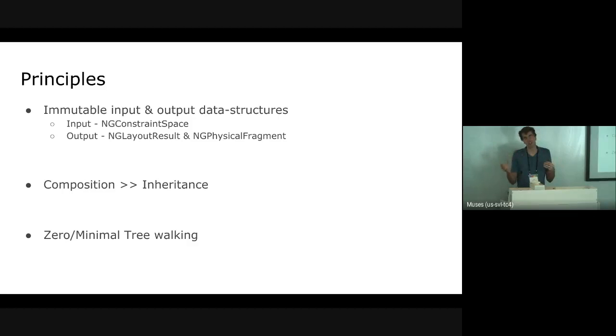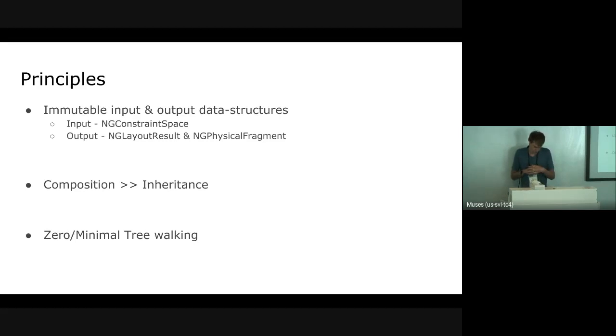So going into LayoutNG, these were fundamentally our principles: we wanted immutable input and output data structures. If you've looked at our code at all, this has manifested in the constraint space object, which is all the information a parent layout gives to a child layout. We have immutable output data structures, which is the layout result, which is everything that a child wants to pass up to the parent. And we also have the physical fragment, which is effectively the output of layout.